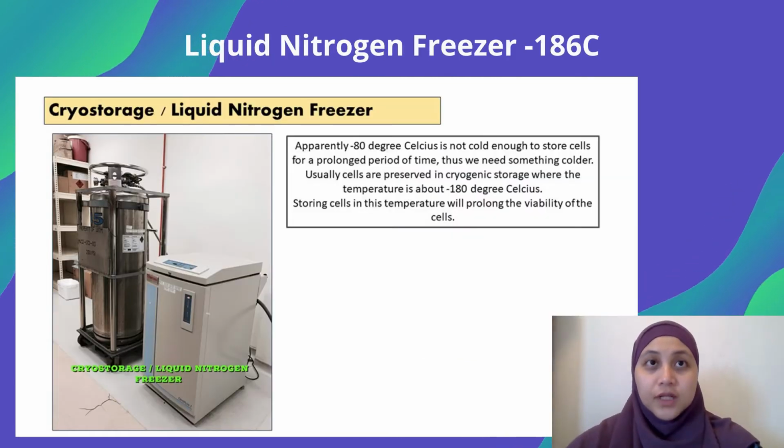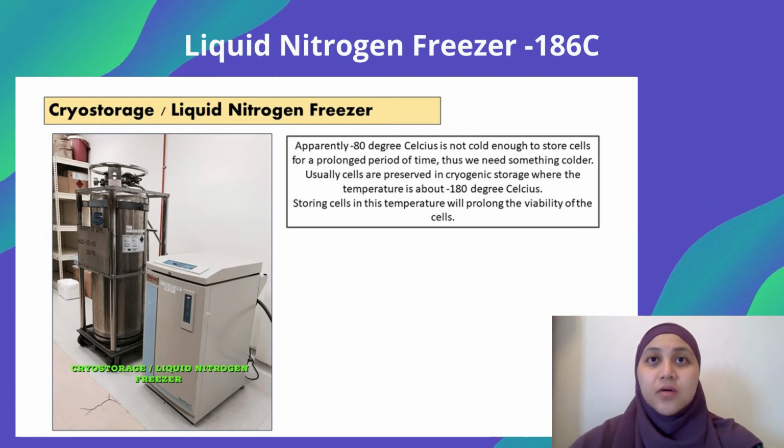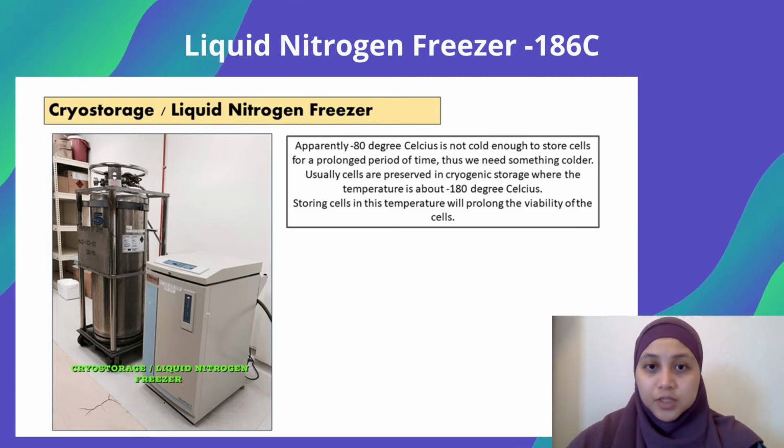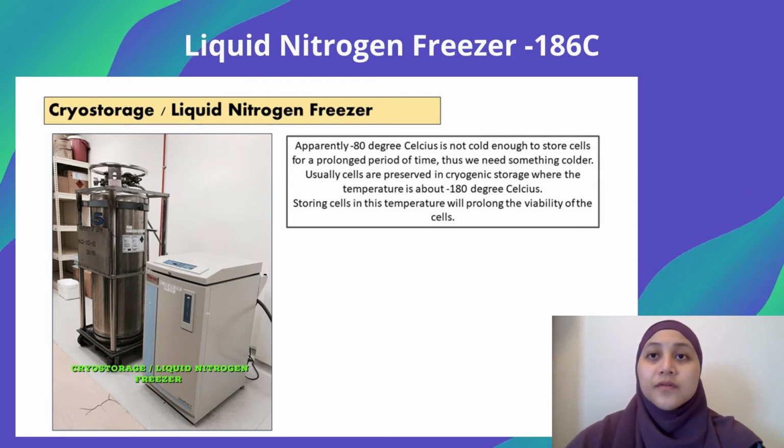This is a picture of a liquid nitrogen freezer or cryostorage. For longer preservation of cells, we need to keep the cells at lower temperature. In our lab, we keep the cells at minus 186 degrees Celsius. Storing cells at this temperature will prolong the viability of the cells.